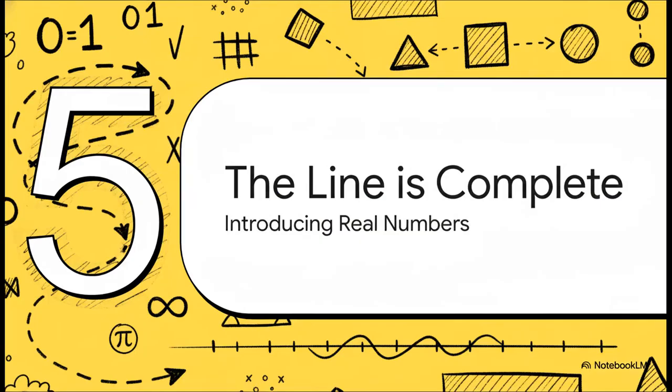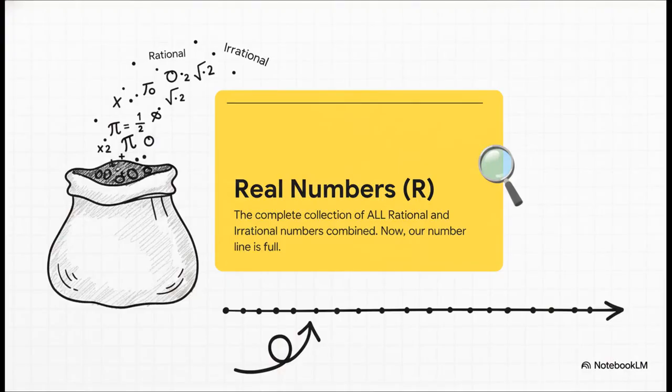Okay, we've reached the final stop on our journey. It's time to take a step back, look at everything we've collected, and see how it all comes together to complete the picture. Remember that bag we've been carrying? We had all the rational numbers in there. And then we found that whole separate collection of irrational numbers. So what happens when we dump them both into the bag? We get the whole shebang, the complete set. And this is what we call the real numbers.